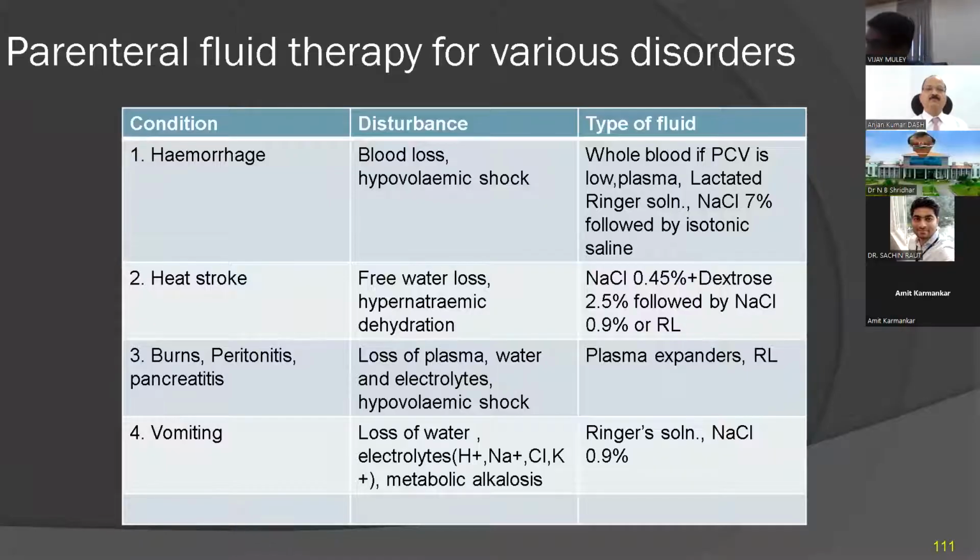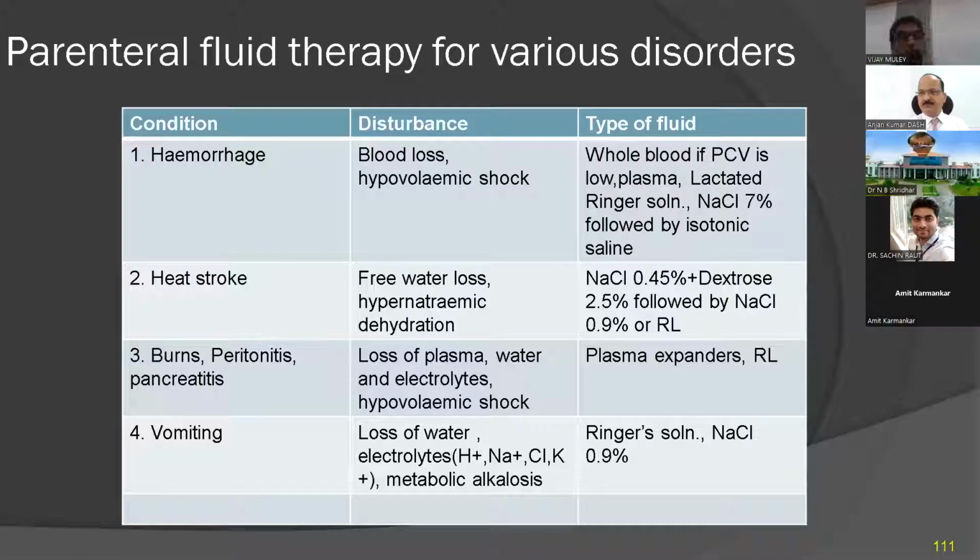In hemorrhage and blood loss, the type of fluid therapy required is Ringer solution, sodium chloride solution, followed by isotonic solution. Whenever there is a heat stroke, and now in the summers heat stroke may also occur, the disturbance is free water loss, and the required fluid is normal saline, the 0.45% solution or hypoosmotic, and dextrose 2.5% followed by sodium chloride or Ringer lactate. And in severe burns, plasma volume expanders or dextran preparations or Ringer lactate are used.